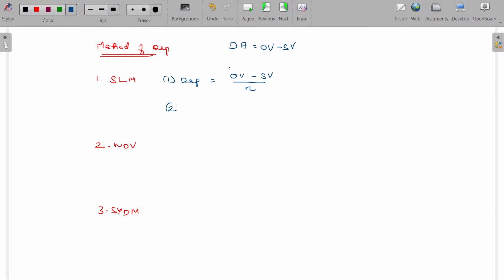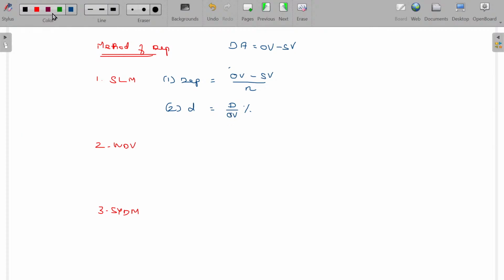Second is all about what about the rate of depreciation? Rate of depreciation, I use the small d to represent, right? So here, the rate of depreciation is nothing but capital D divided by original value into 100. That's how we'll get the answer.